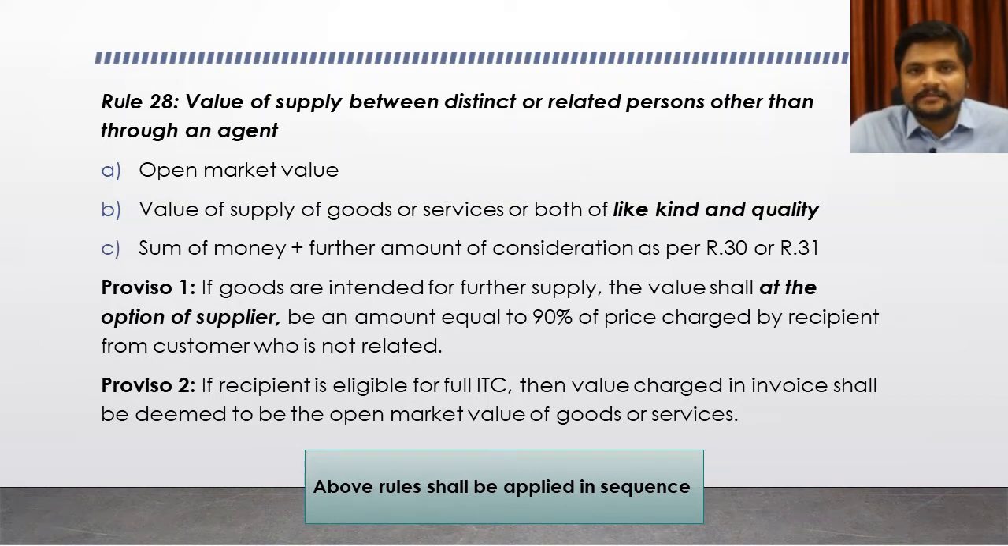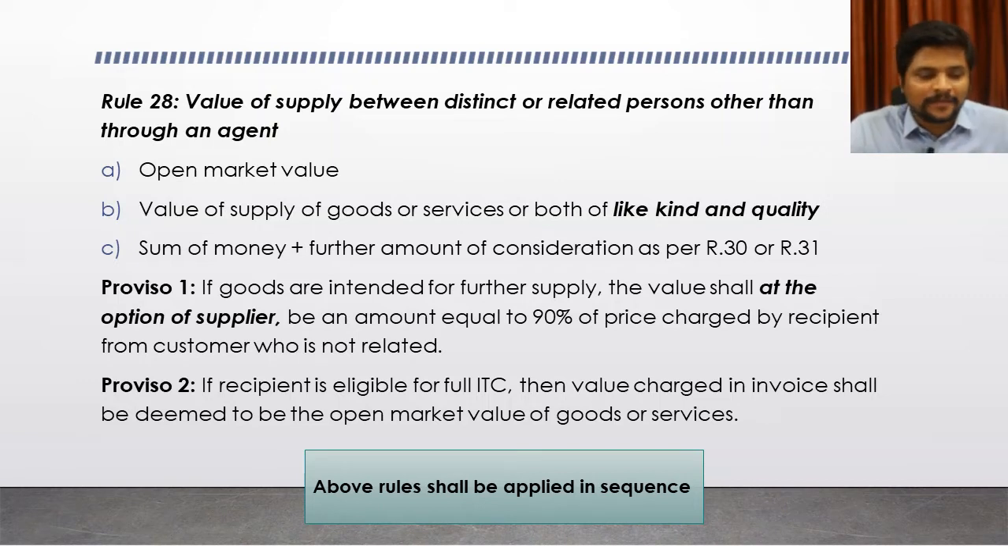In that case, whatever value the recipient of this supply charges from the third party customer, you will have to take that value. On that value you apply 90%. You can take 90% of that value as the valuation for your supply.